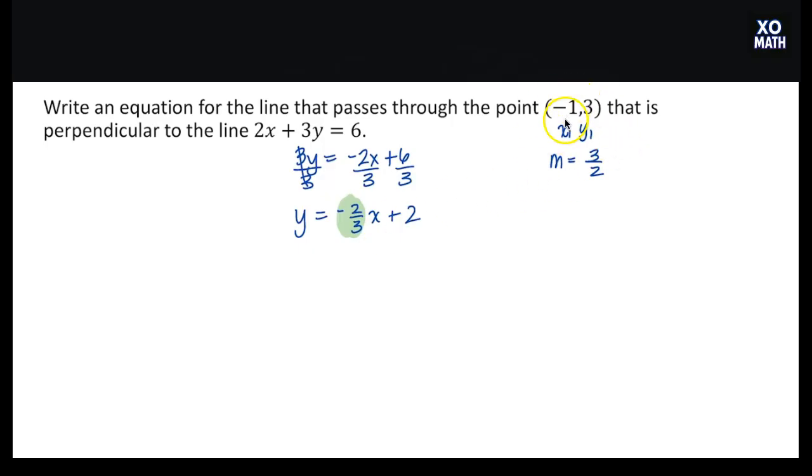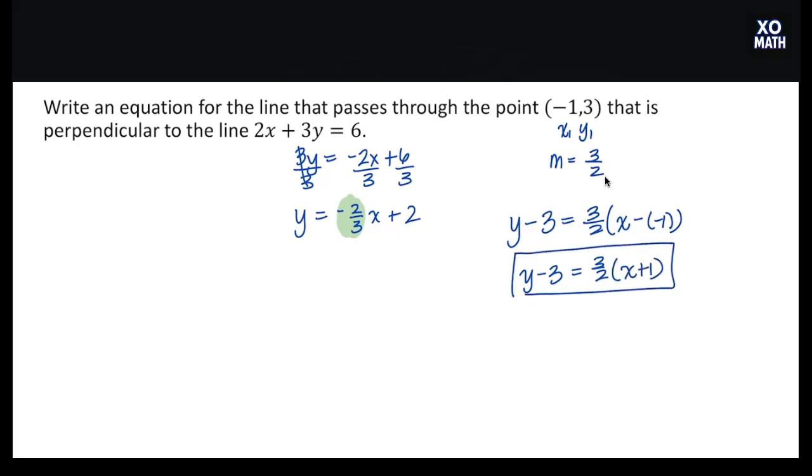So we're going to be working with (-1, 3) as our point, and our slope of positive 3/2. So our equation will look like y minus 3 is equal to slope 3/2 times the quantity x minus -1. So y minus 3 is equal to 3/2 times the quantity x plus 1. And we'll just leave our answer in point-slope form.